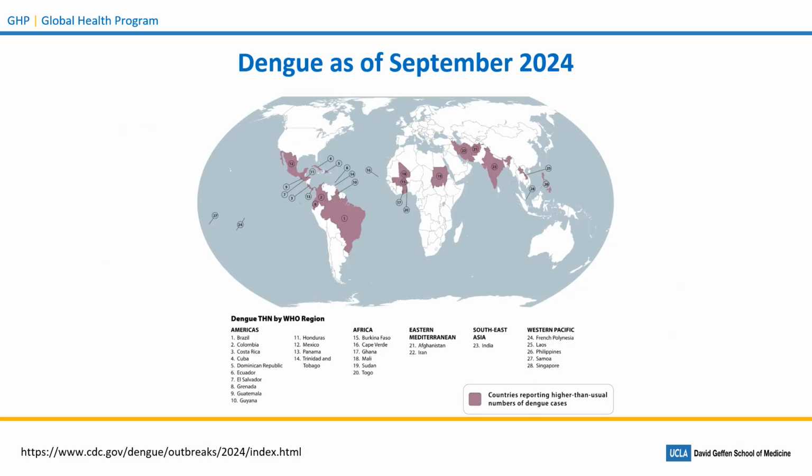This is a map of dengue as of September 2024, and in purple are the countries that are reporting higher than usual numbers of dengue cases. So you can see that these cases are basically in Central America, South America, parts of Africa, and parts of South Asia, as well as Southeast Asia.